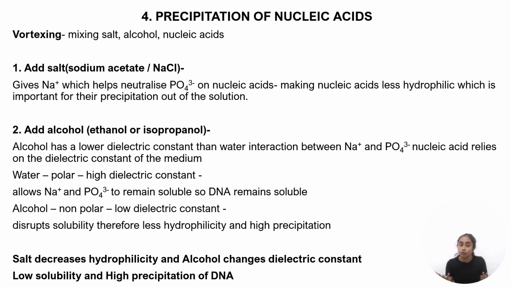Second is, why do we add alcohol? Alcohol has a lower dielectric constant than water. So interaction between Na+ and PO4 3-, like I explained in the first step, depends on the dielectric constant of the medium. Water is polar, that means it has a high dielectric constant, which allows Na+ and PO4 3- to remain soluble. So the DNA remains soluble. But alcohol is non-polar, so that means it has a low dielectric constant. This disrupts the solubility and therefore there is less hydrophilicity of the nucleic acid and high precipitation.